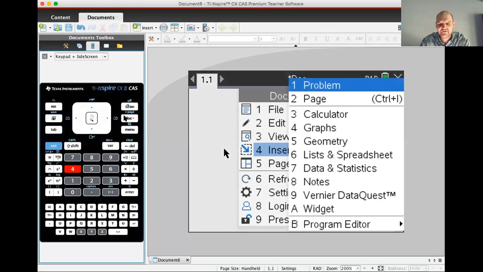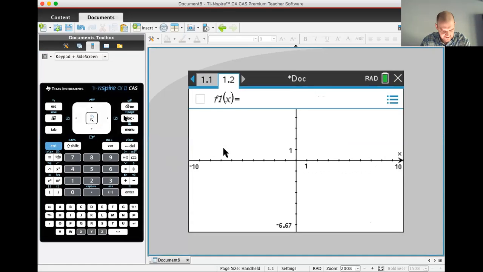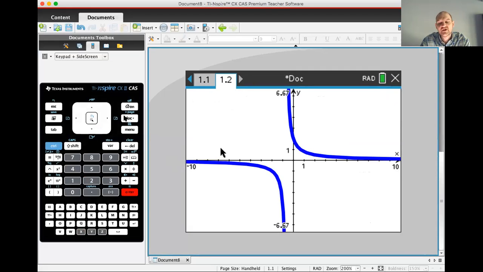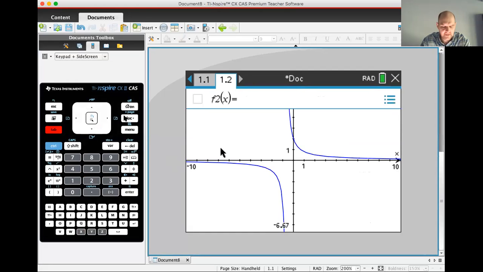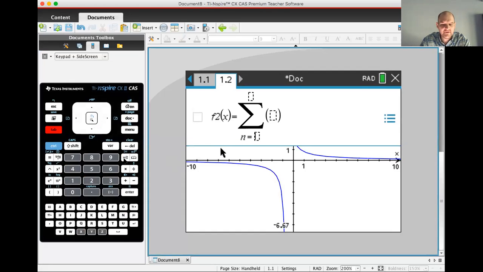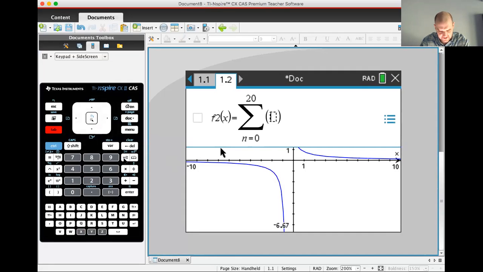So doc for graph. I'm going to graph the original, 4 over 3x plus 2. So I think that the thing that I've written will only really apply between negative 2/3 and 2/3, which kind of makes sense to me. So I'm going to do a summation. Let's say we use, you got to make a choice, I'm going to say we use like 20 terms. So we'll go from 0 to 20. You can't really put infinity. The calculator doesn't know actually how to deal with that.